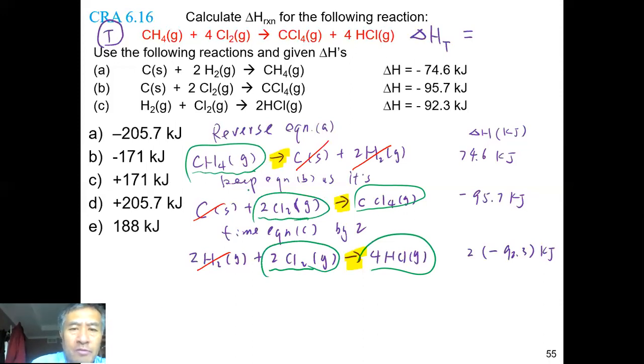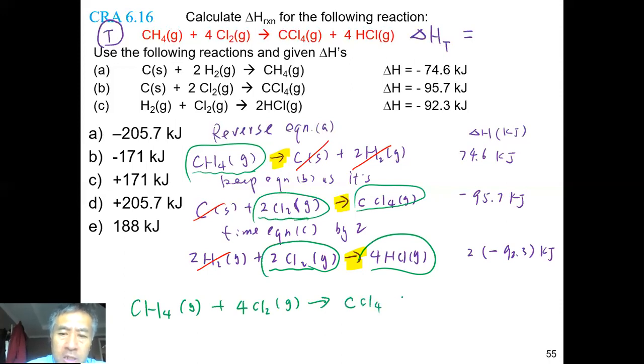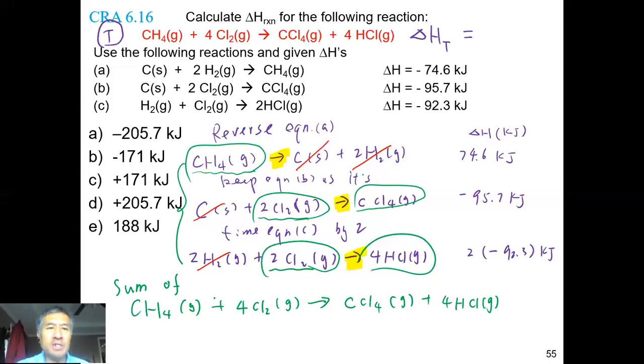What doesn't cancel out from equation A is CH4. From equation B is 2Cl2 gas. From equation C is 2Cl2 gas. The 2Cl2 add together because they are on the same side, on the left. Therefore, we have 4Cl2 gas. Then on the right side of the arrow, we don't have anything from equation A, they all cancel out. From equation B, we have CCl4 gas, and from equation C, we have 4HCl gas. So this is the sum of these three, and they match the T.